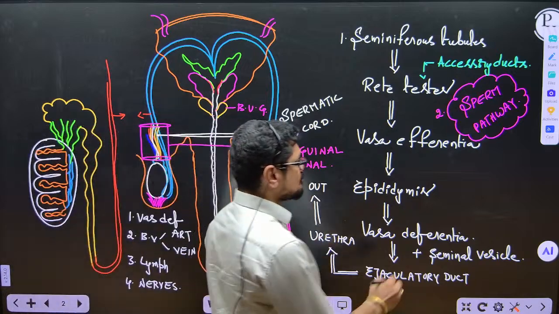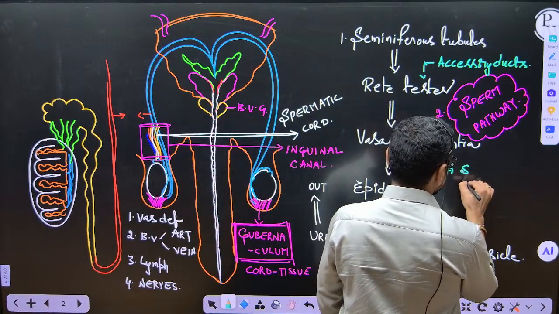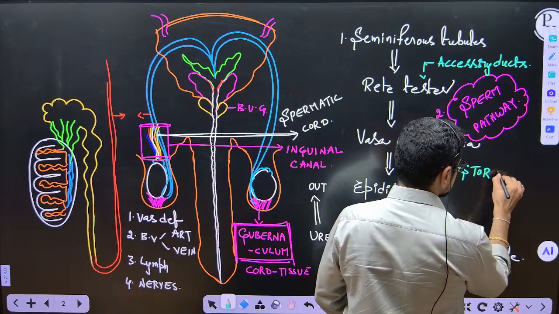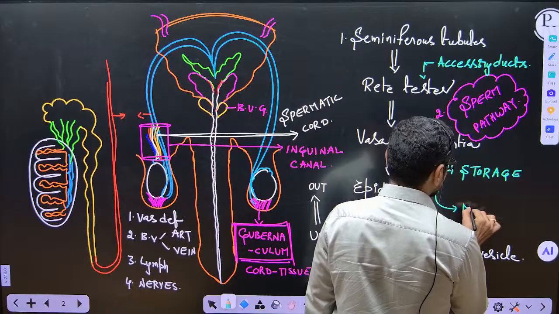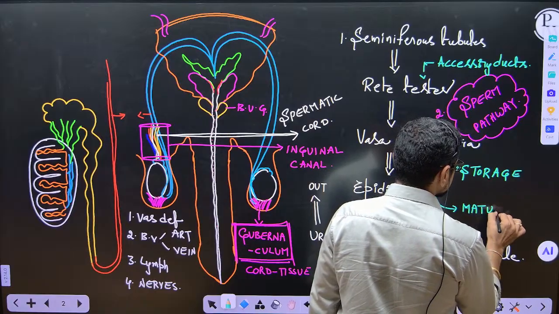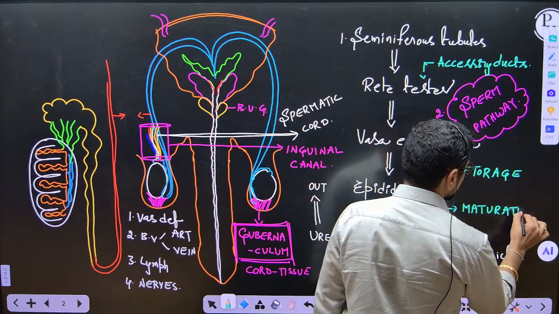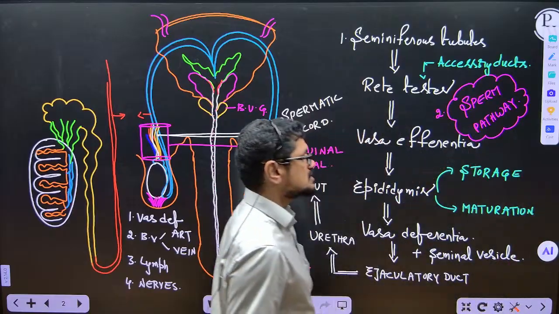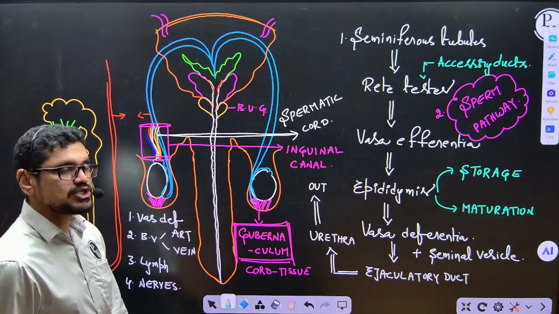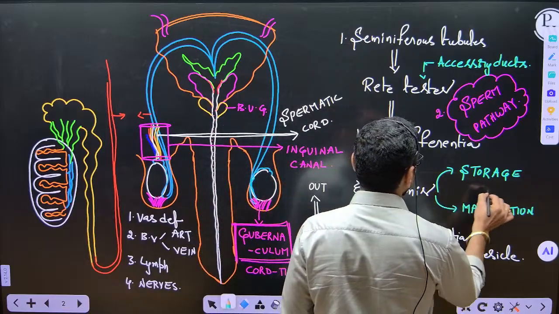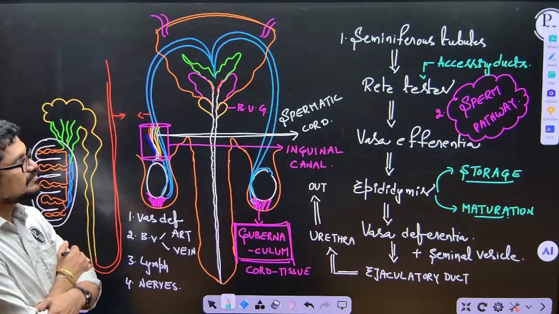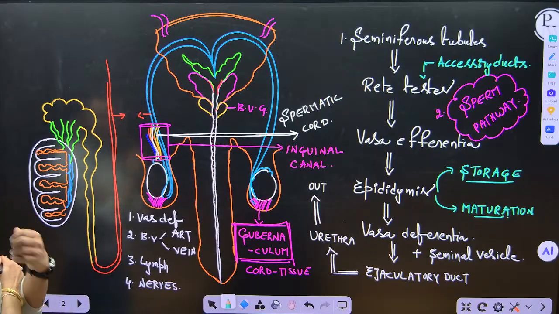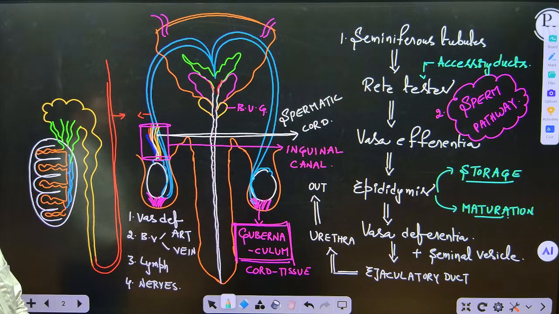And what is the basic function of the epididymis? Basically, the epididymis helps in storage of sperm cells. It is also helpful for maturation of sperm cells. Storage of sperm cells and maturation of the sperm cells is provided by the epididymis. Okay, so the accessory duct: starting from the rete testis, you can consider it as an accessory duct.